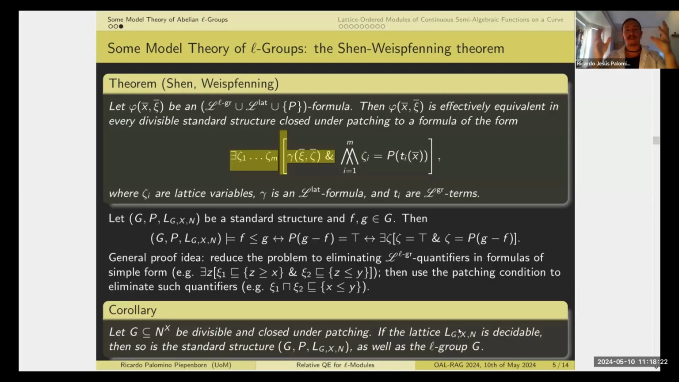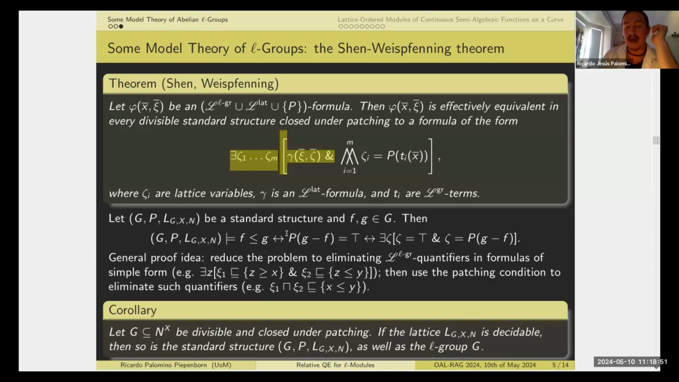Okay, so the upshot of this slide is just that there is a way in which you can translate first-order properties of certain abelian L groups of functions into properties of their lattice of zero sets. And moreover, one can use this translation process to give decidability results for lattice-ordered abelian groups of functions. Excellent. Good. So this is the first part of the talk.